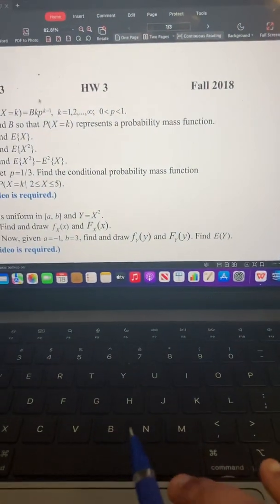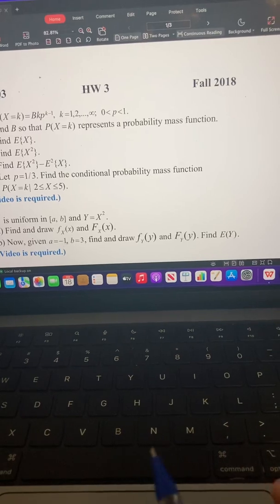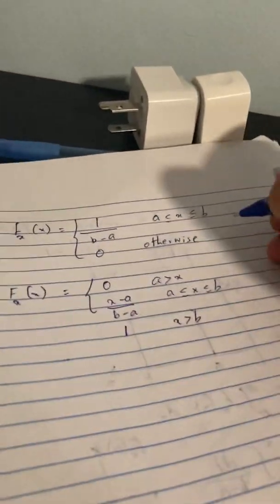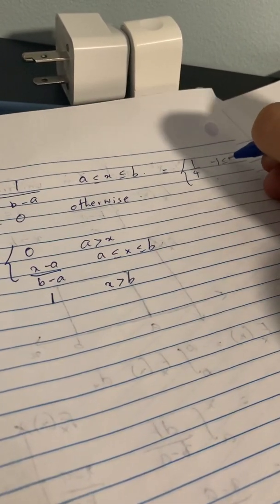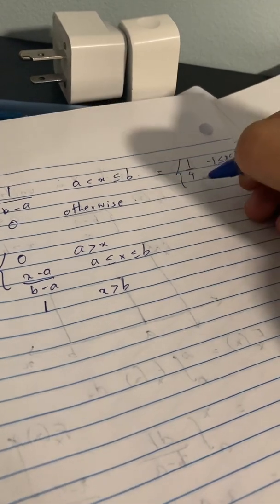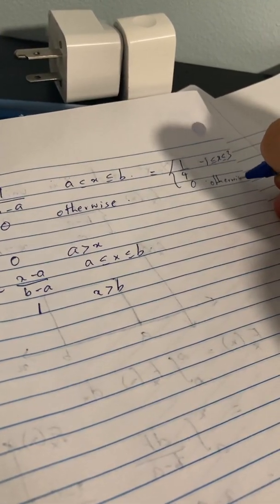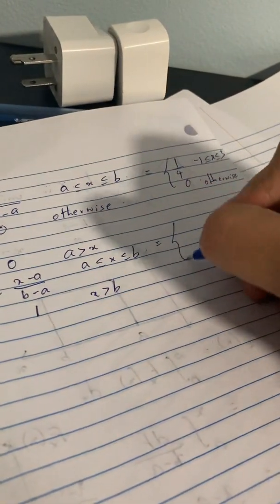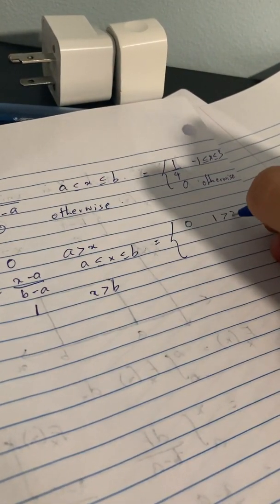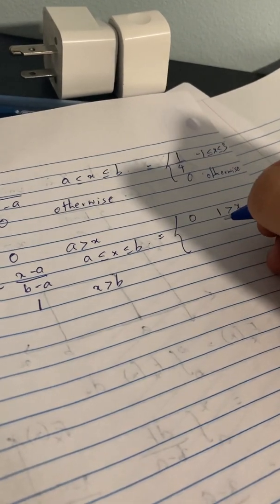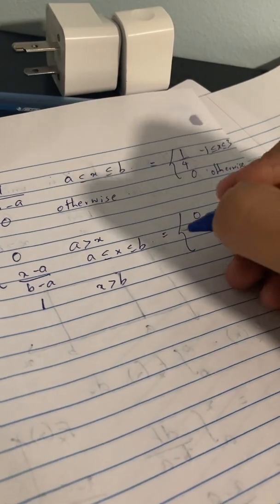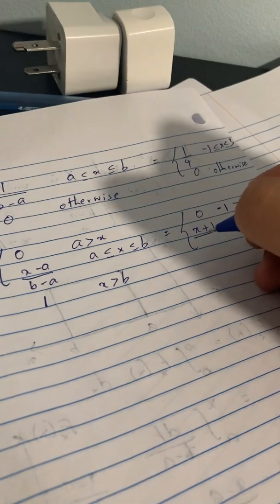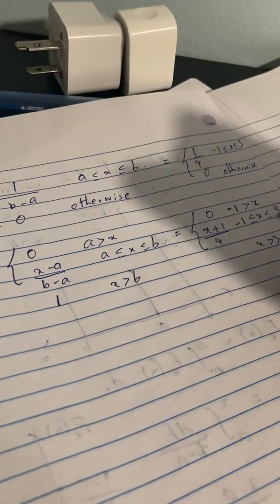We are given the values a equal to -1 and b equal to 3. So let's plug in the values over here. So it becomes 1 by 4 when -1 is less than or equal to x is less than or equal to 3, 0 otherwise. For the distribution function, it becomes 0 when x is less than -1, and when -1 is less than or equal to x is less than or equal to 3, this becomes x plus 1 by 3 plus 1, so it's 4. And when x is greater than 3, this becomes 1. Okay, I've just plugged in the values.